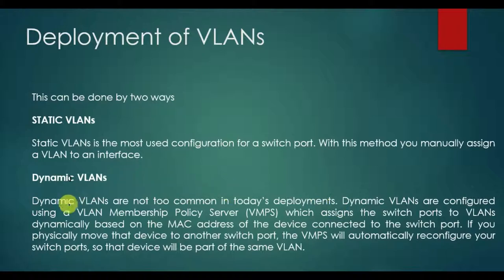Dynamic VLANs are configured using the VLAN Membership Policy Server. VMPS is a server that assigns the port to the VLAN. That happens dynamically on the basis of the MAC address. So suppose a port moves from one location to another, then the VMPS server is responsible for configuring the port for the host connecting to the switch, right?